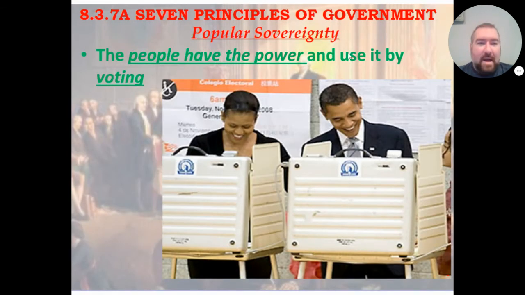Moving on, popular sovereignty. If you don't know what a word means, stop. Break it down. Popular means people, and sovereignty means power. So popular sovereignty means the people have the power and they use it by voting. If people don't like the way that their government is acting, the people are the ones in charge. So everybody who thinks that the president is in charge of the government, no. The president has to stand for re-election. Therefore, the people are in charge of the government.